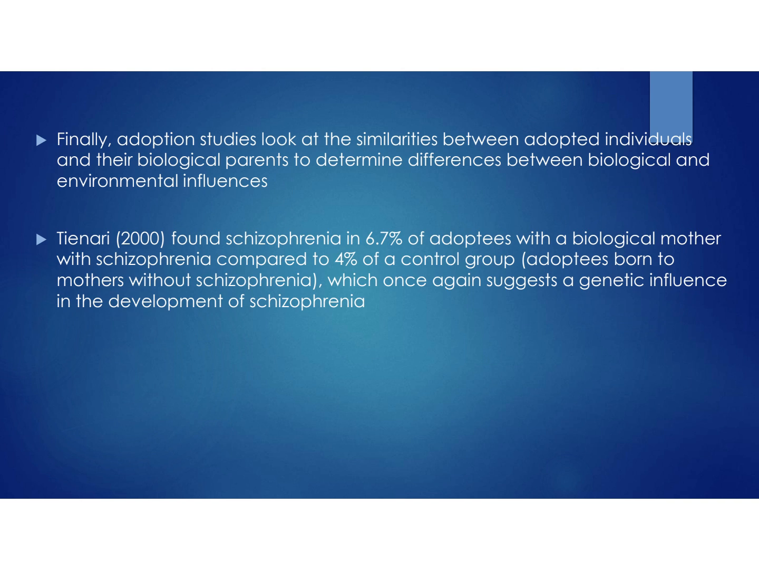And there was 6.7% children with schizophrenia who also had a biological mother with schizophrenia, compared to only 4% of children who had a biological mother without schizophrenia. So although they were adopted, there was a higher chance of children developing schizophrenia if their biological mother also had it, as opposed to if their biological mother did not have it.